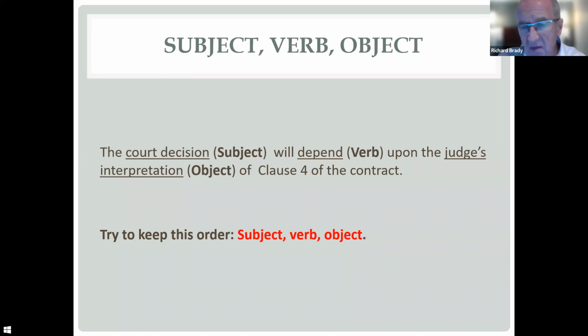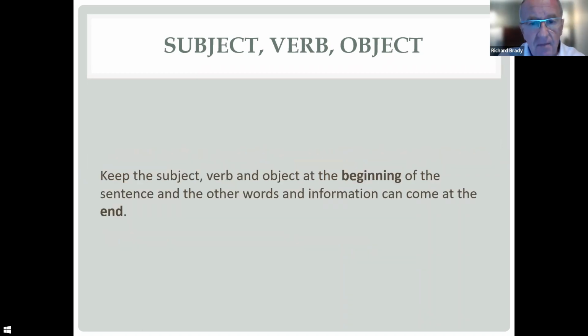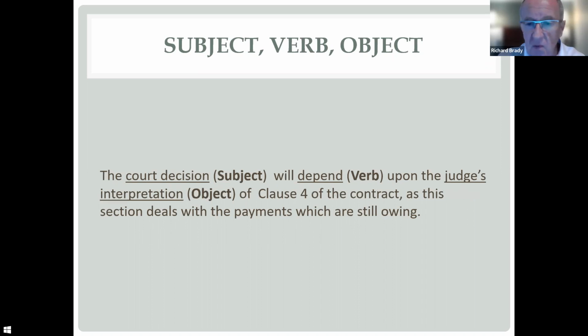Here's an expanded version of this sentence. Court decision will depend upon the judge's interpretation of clause 4 of the contract. We know that, right? Now, here's the rest of the information. As this section deals with the payments which are still owing. Well, now it's very easy to understand this extra information. This section deals with the payments which are still owing because we understand now why clause 4 is so important.